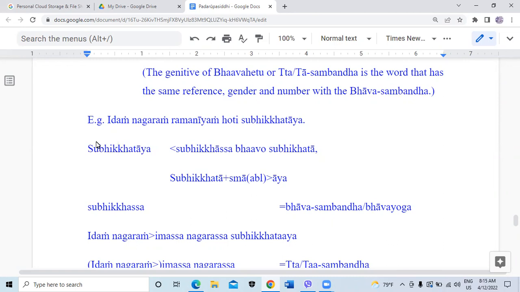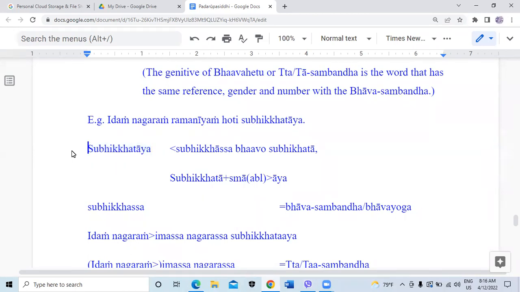So which is easy end? Where is easy end? Where the end is easy. At the time, this word refers to something else. In this case, town, right? If so, this word Subhikataya needs subject or object.